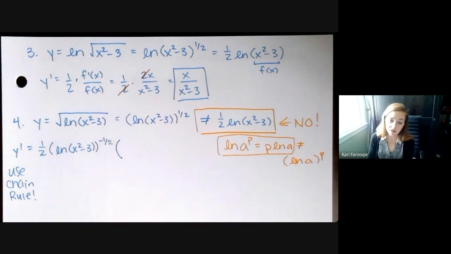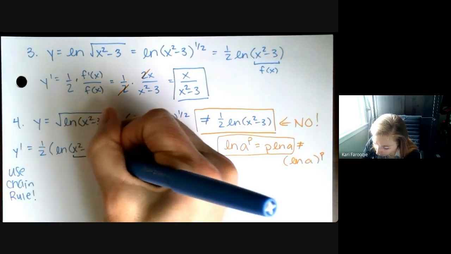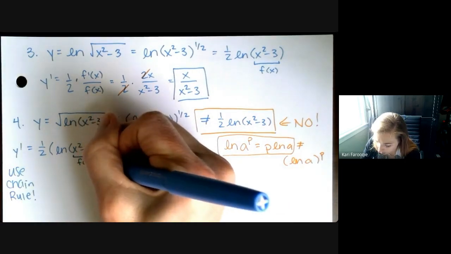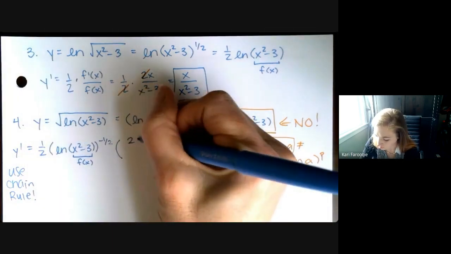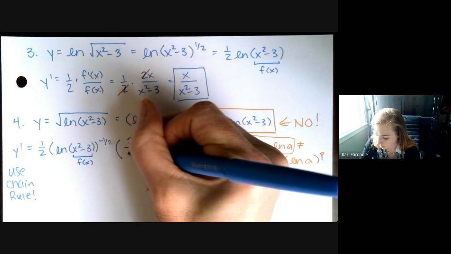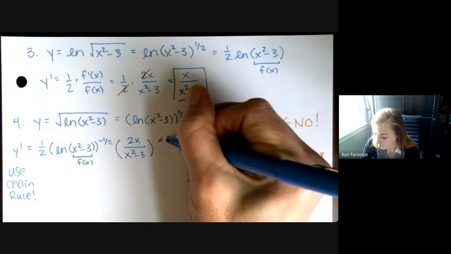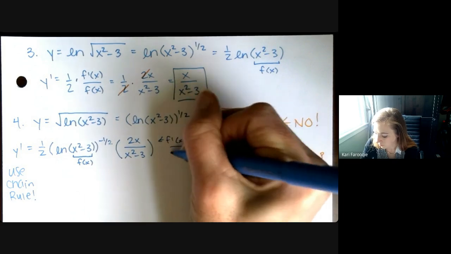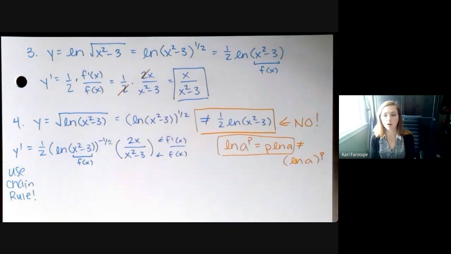The derivative of the inside function is going to be, if your inside function is f of x, f prime over f. I'm going to take f prime, which is 2x, and divide it by f. Okay, so this is f prime over f. Then simplify if you can, but there's really not a whole lot you can do here.